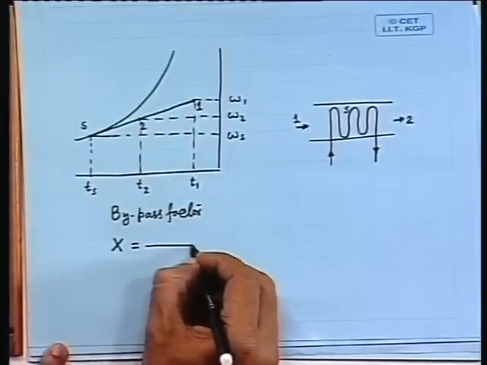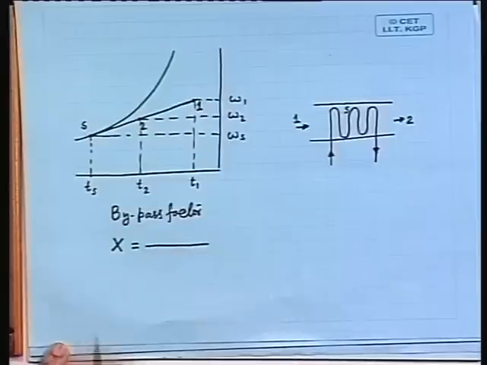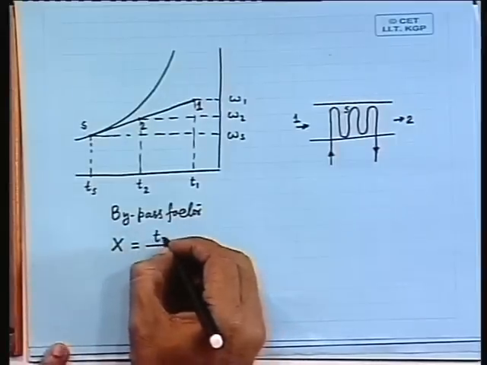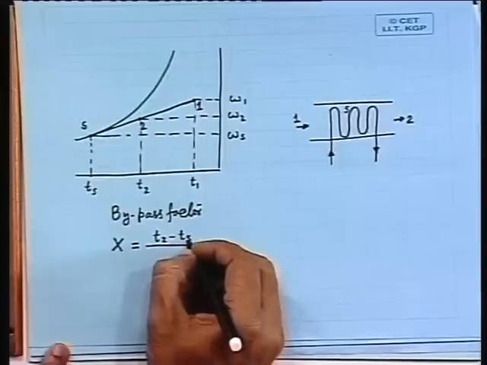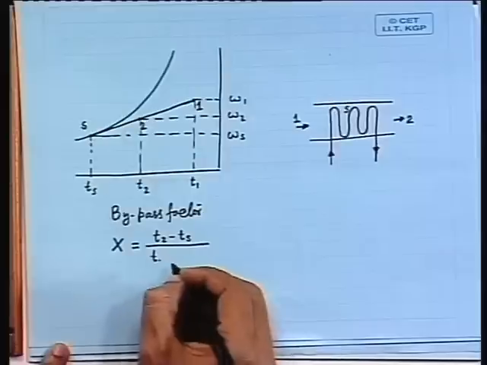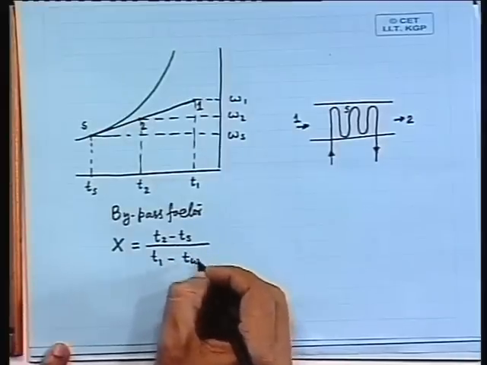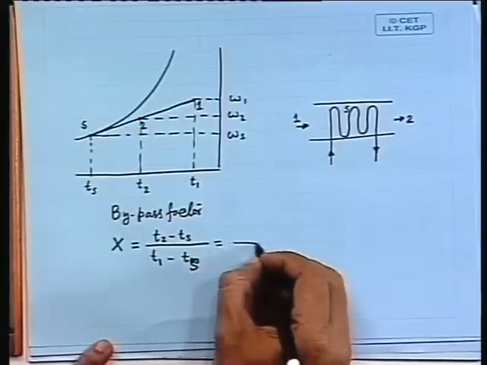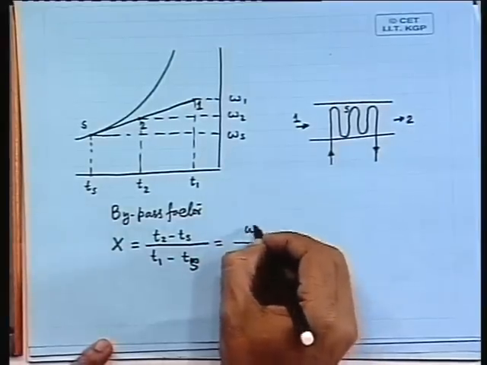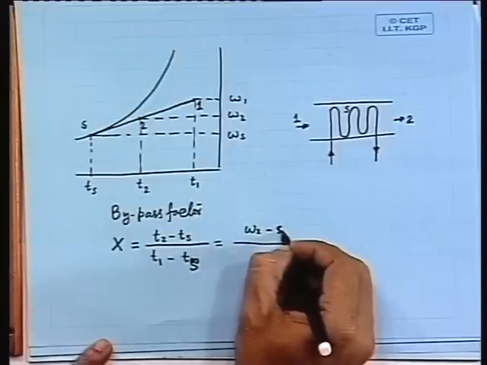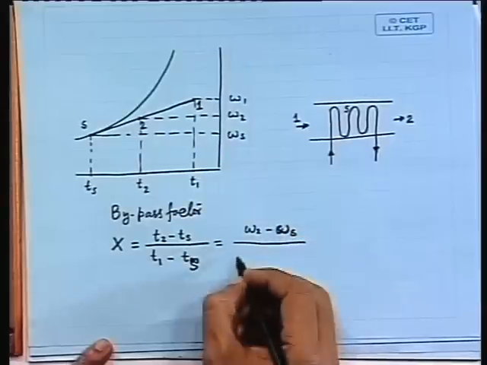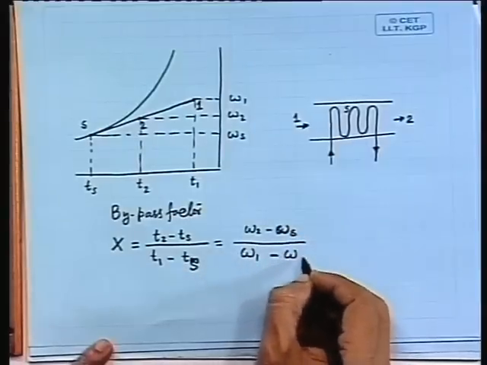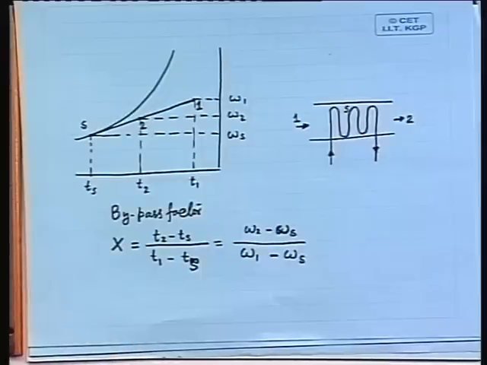So, the bypass factor, generally represented by capital X, is equal to (T2 minus Ts) by (T1 minus Ts). It can be obtained of course by humidity ratios also, that is (W2 minus Ws) by (W1 minus Ws). So, this is the amount of air which is bypassing the coil divided by the total amount of air.